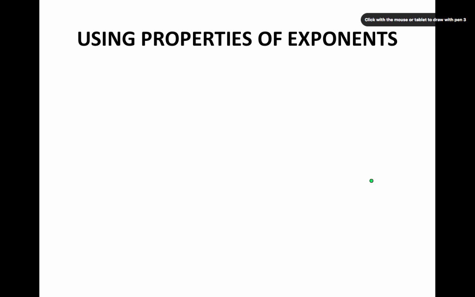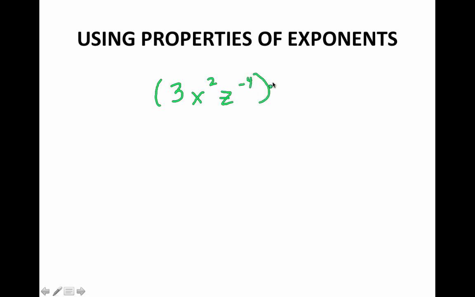Alright, so we're no longer in Algebra 1, folks. So we're in Algebra 2, right? So we're going to pick it up a notch and look at some complicated problems just from the beginning. So the first problem we're going to try to simplify is 3x squared z to the negative 4, all to the negative 3 power.